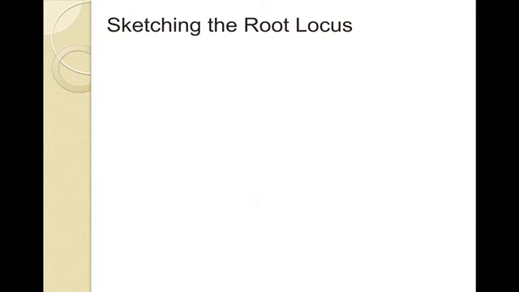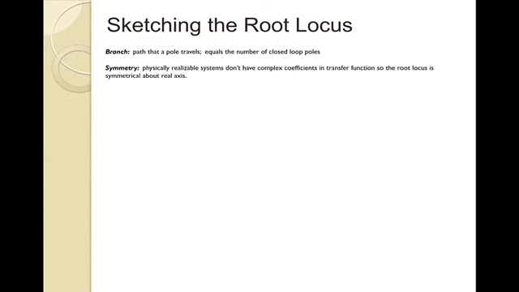Now we're going to further explore the sketching of the root locus. And first we're going to start with some definitions. So first we're going to define a branch. What is a branch? Now this is a path that a pole will travel, and it's equal to the number of closed loop poles. And so we'll see this a little bit more as we go through.